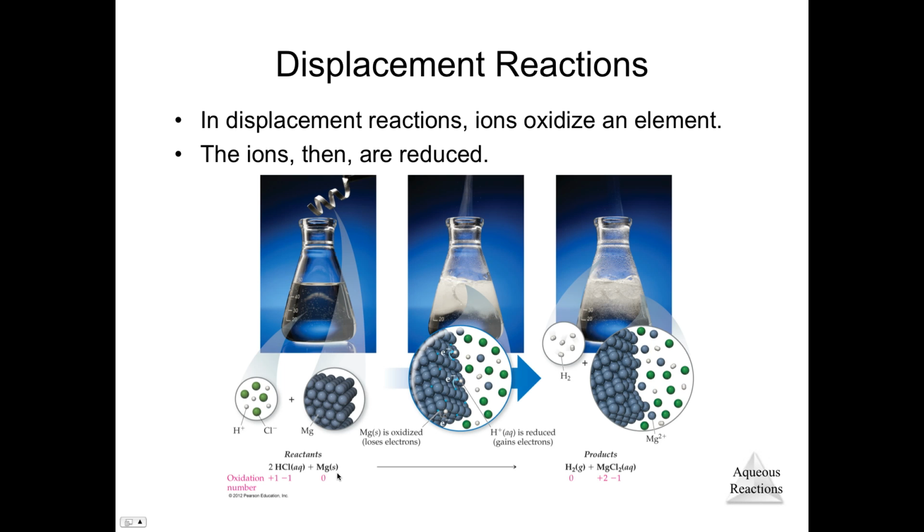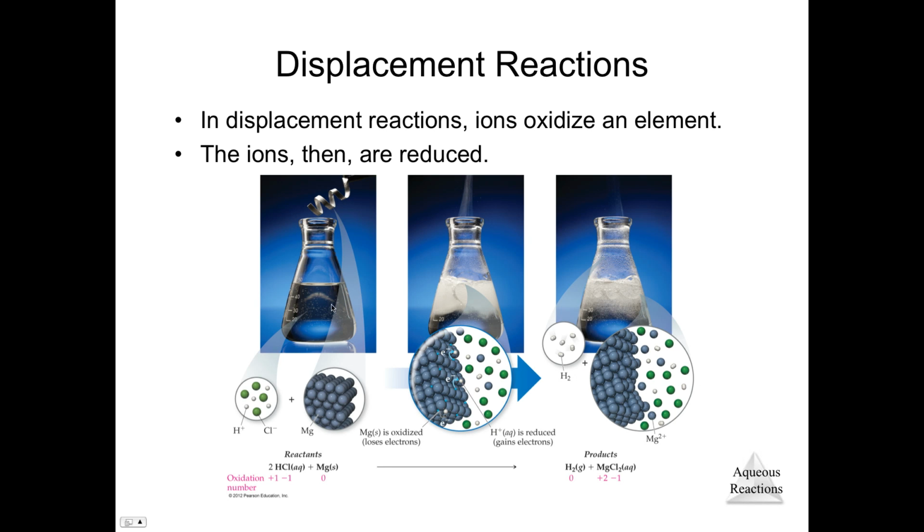So when you look at the activity series, which is on page 134 in your textbook, find the hydrogen ion in the series, and look to see that magnesium is above hydrogen in the activity series. So any substance that's above another substance will be oxidized by that ion. So we have the hydrogen ion, and because it's below magnesium, it will oxidize magnesium in this reaction.